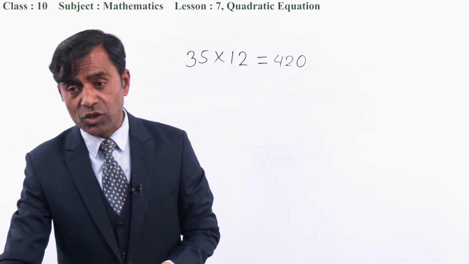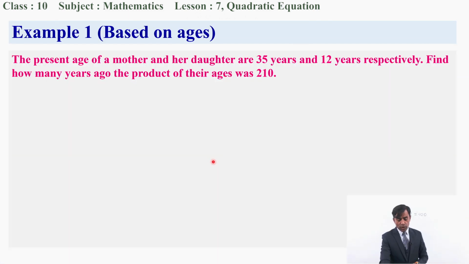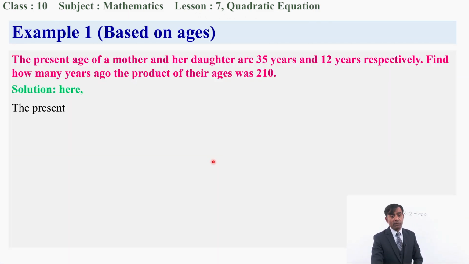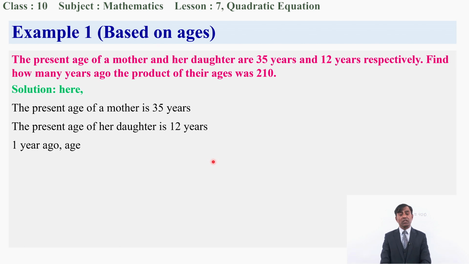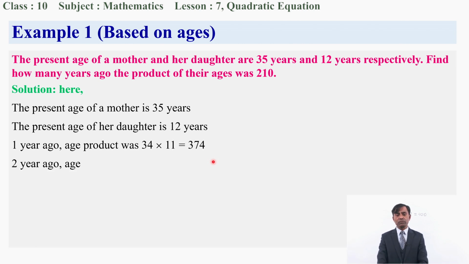So for this, let's see how to find it. Let's solve it. Just write the given first. Present age of the mother, 35 years, and present age of her daughter, 12 years. It's given. Now, 1 year ago, let's calculate. 1 year ago, how much was their age product? The mother is now 35, so 1 year ago the mother's age was 34. And the daughter's age is 12 minus 1, it's 11. 34 multiplied by 11 is 374.